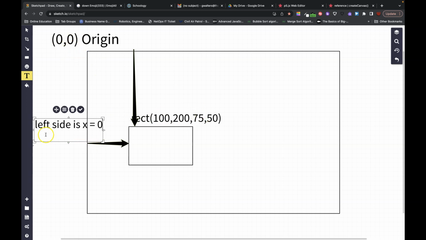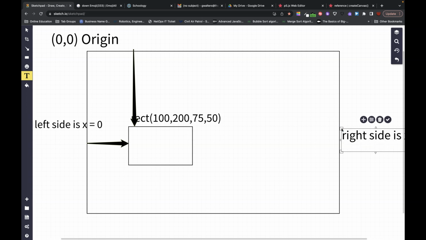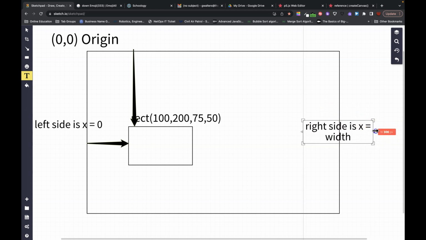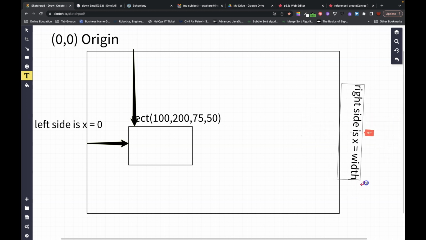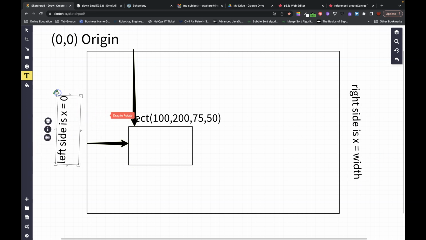The right side is referred to using the built-in variable. So right side is x equals width. This is a big thing for you guys to get. Right side is x equals width. Left side is x equals 0. Now using that, let's think about the top.